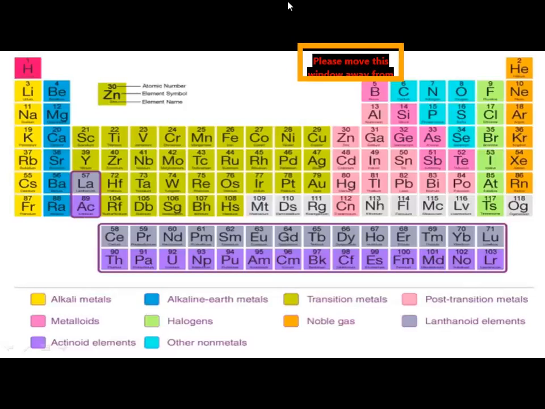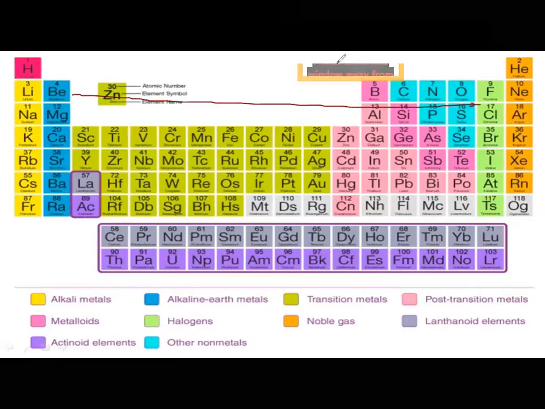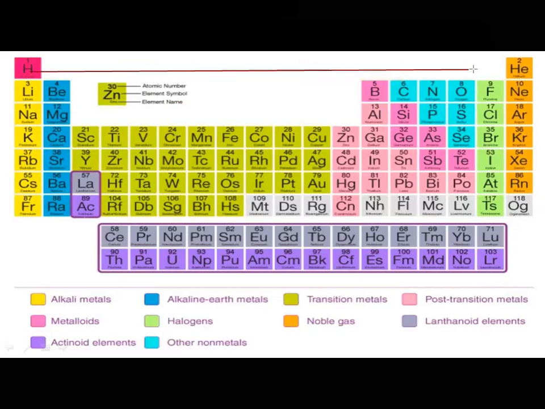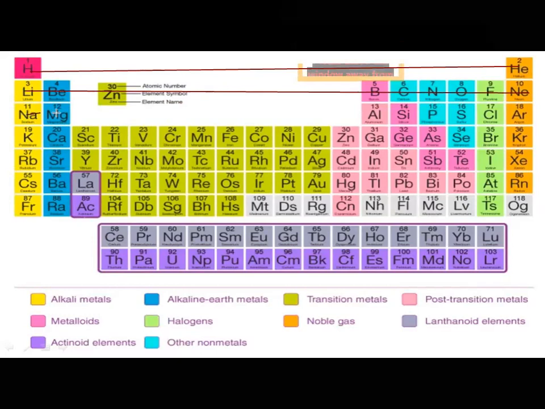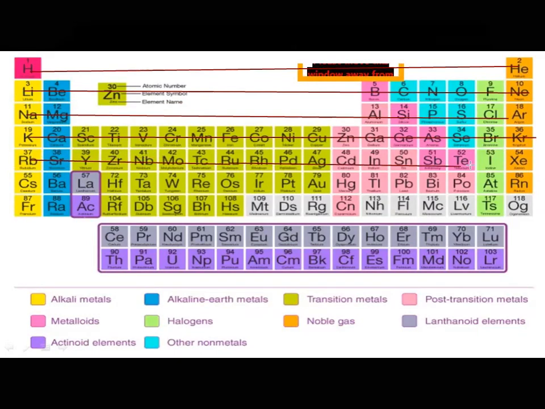Can you see here the horizontal rows? The horizontal rows in the periodic table. This horizontal row. So how many are there? 1, 2, 3, then 4, then 5, 6, 7. Yeah, you cannot say 8, 9.